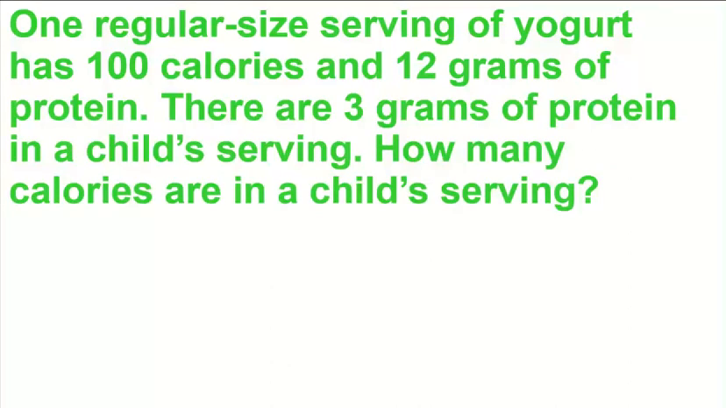For the most part, we did pretty well with the proportions yesterday once everybody was getting the hang of it. We're going to get a little more practice with it today, though. So go ahead and give this a try to start with. One regular size serving of yogurt has 100 calories and 12 grams of protein. There are 3 grams of protein in a child serving. How many calories are in the child's serving?